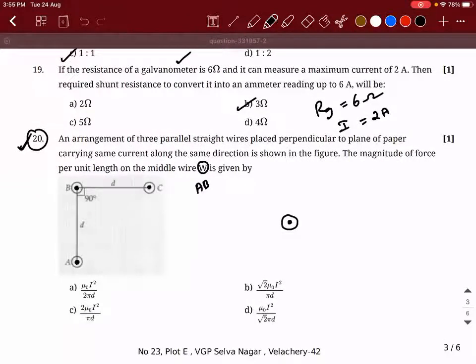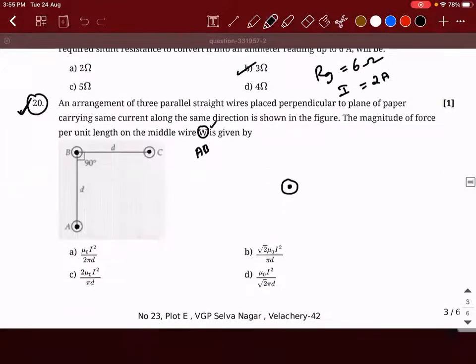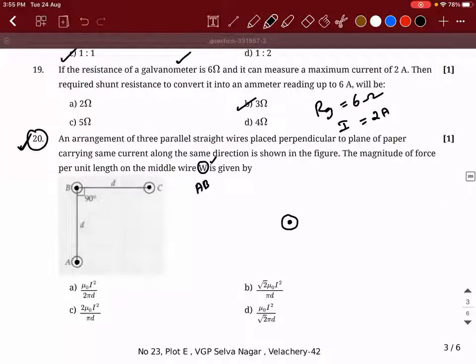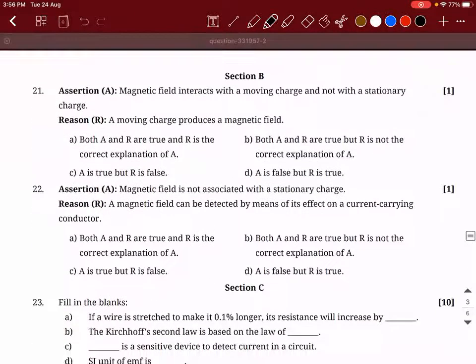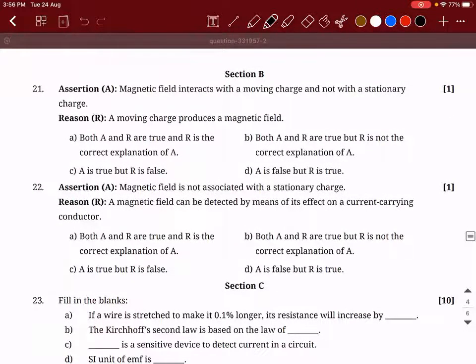Rohan, did I answer that question? Yes, sir, I understood. But the midpoint W means I don't know where it is. That is the point. The middle wire means B, right, sir? Oh, the middle wire, it should have been B. Middle wire B. But on the middle of the wire B. Okay. I have to think about that. Okay, 21st, what is the answer? Let's do it fast.